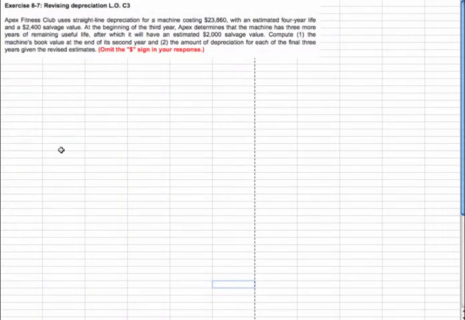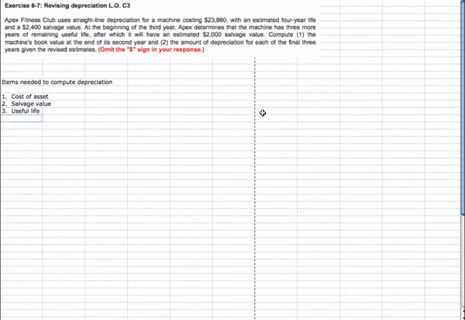Now, as we've been computing depreciation, remember what we've said. The items we need to compute depreciation are 1, the cost of the asset, 2, the salvage value, and 3, the useful life.